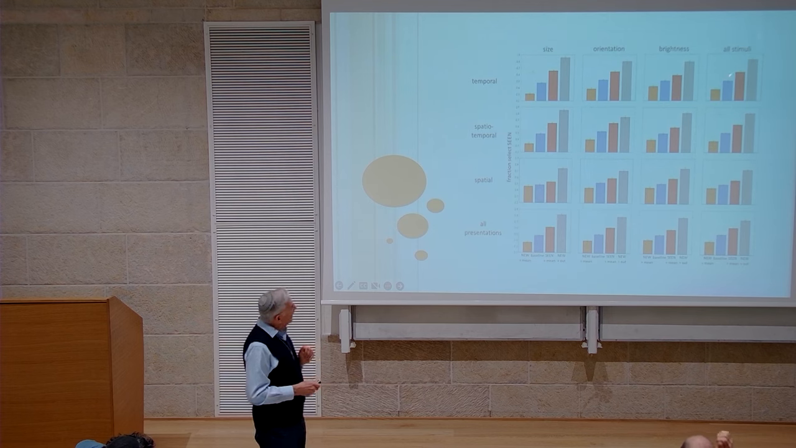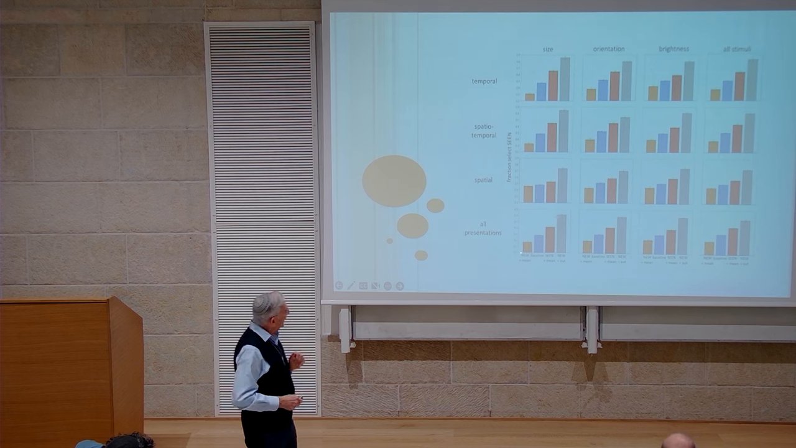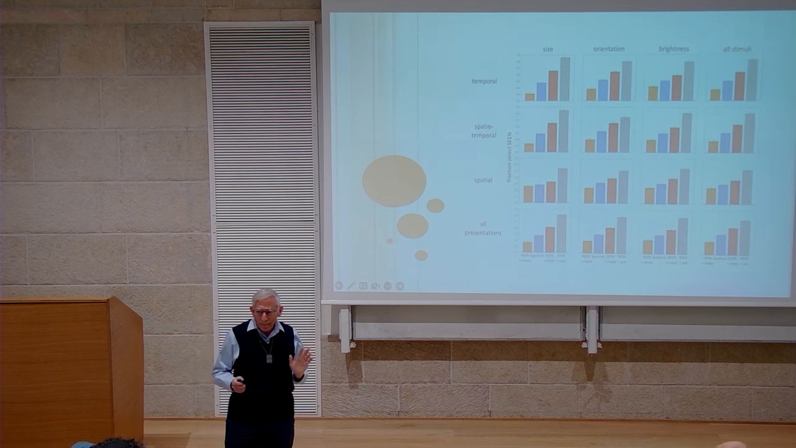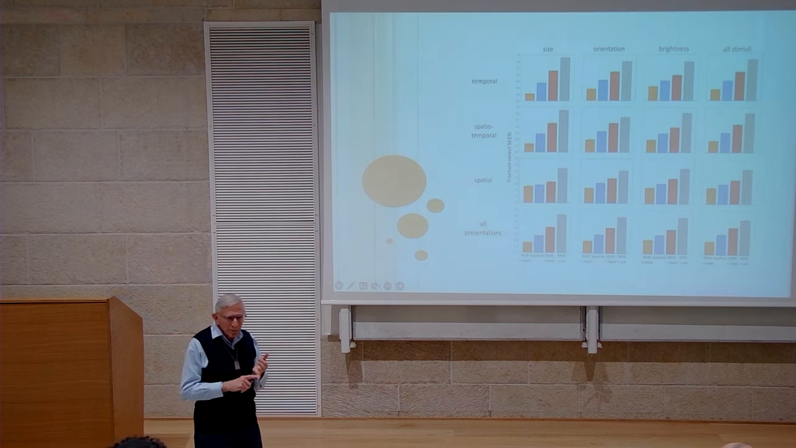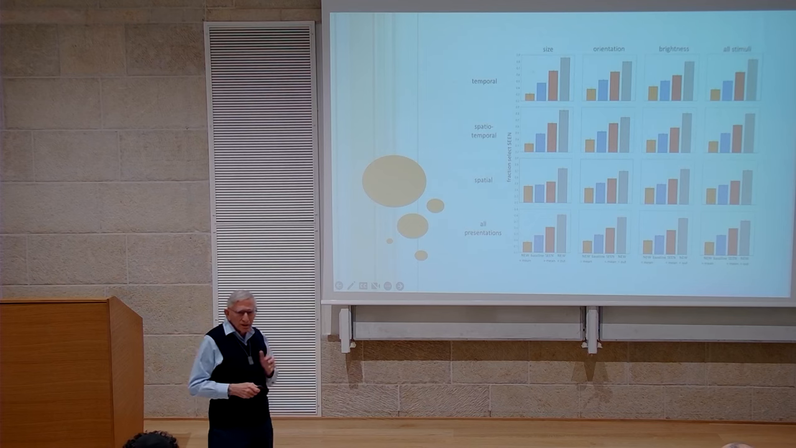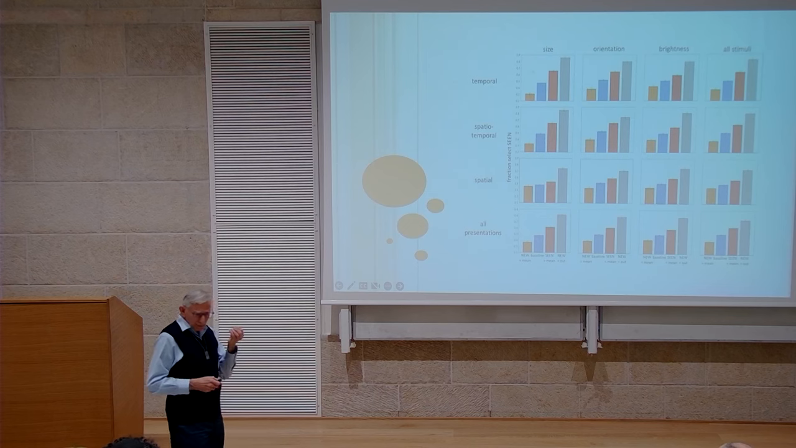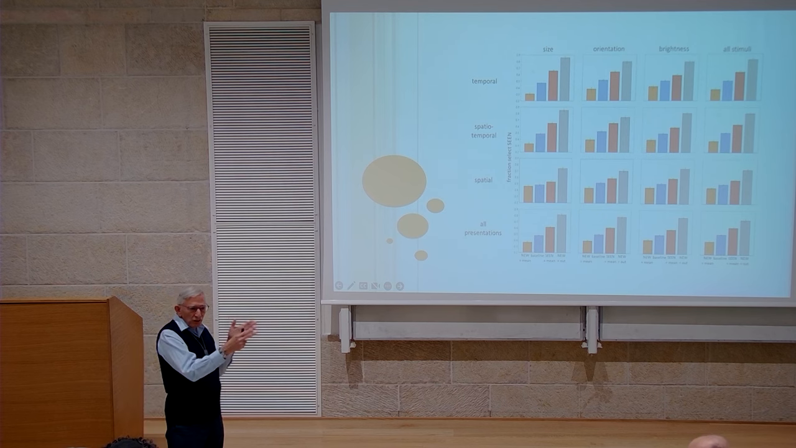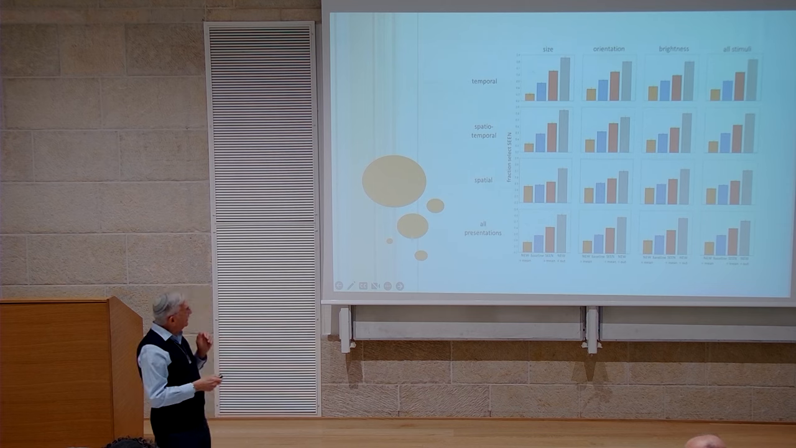So the temporal, the spatial-temporal, and the spatial all show the same thing, and the size, orientation, and brightness show the same thing, and this is the average of all. Okay, so we get the same pattern, irrespective of how we present or which parameter, they are getting the mean, they're learning what the mean is, and they're learning what is the range, and therefore knowing what's outside the range.